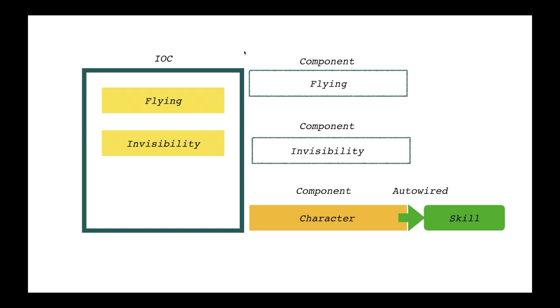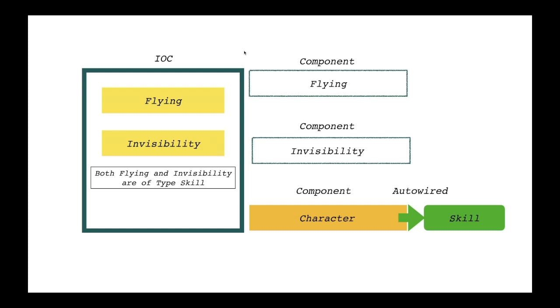When it looks for an object of type Skill, it realizes, okay, I have two different objects, both of type Skill. I have Flying of type Skill and Invisibility of type Skill. Now the problem is Spring does not know which object you want, whether you want Flying or Invisibility. We are telling Spring using the Autowired annotation that we want an object of type Skill.